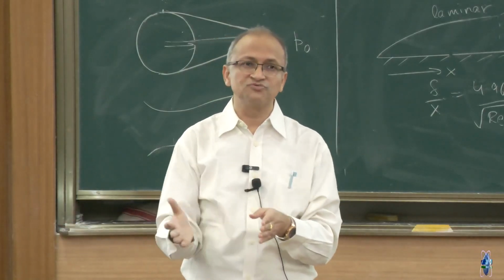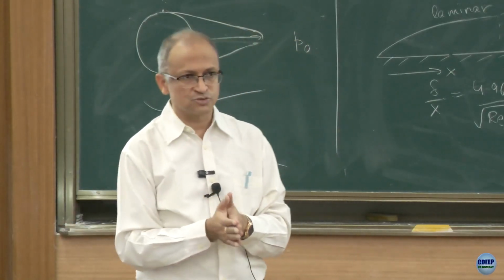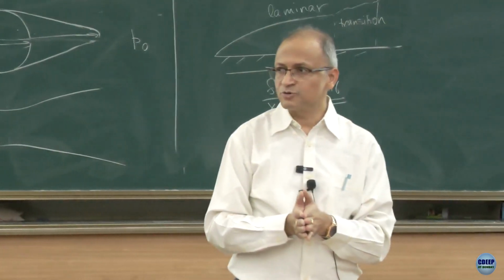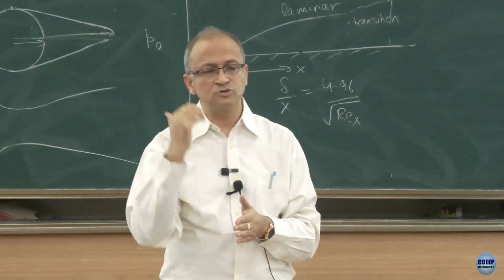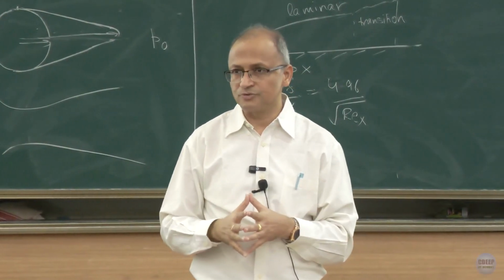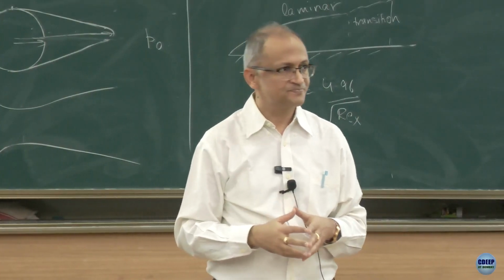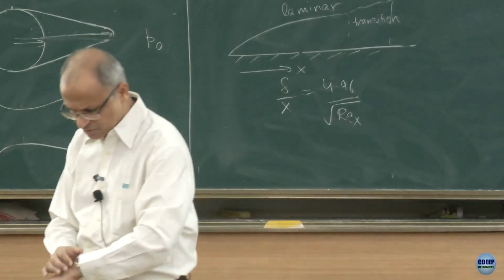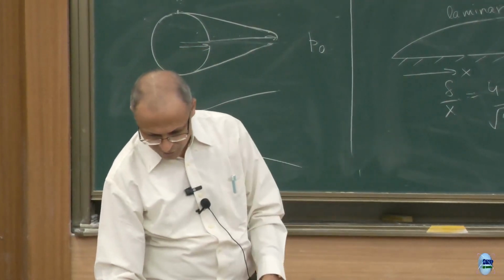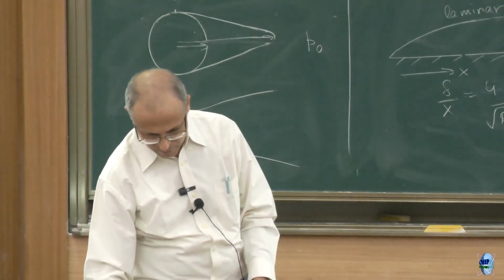But if you really want to find out the critical value where the transition is going to happen, that is going to be a very, very tricky experiment for you to do, because it is now dependent on so many external factors. A lot of them are very difficult to control. Okay, so this is the first picture that I would like you to understand and see how the flow transitions from a laminar to a turbulent flow.